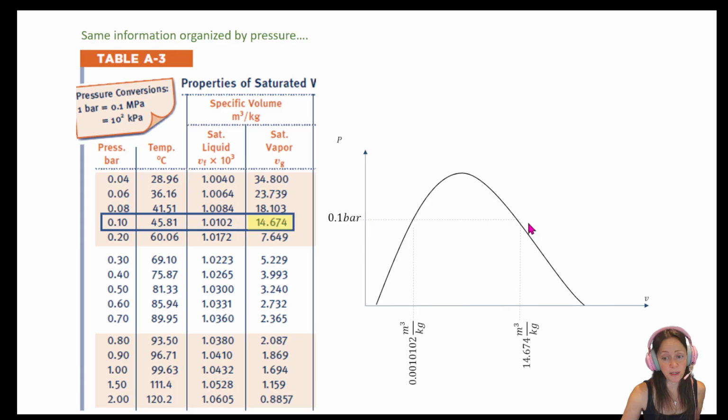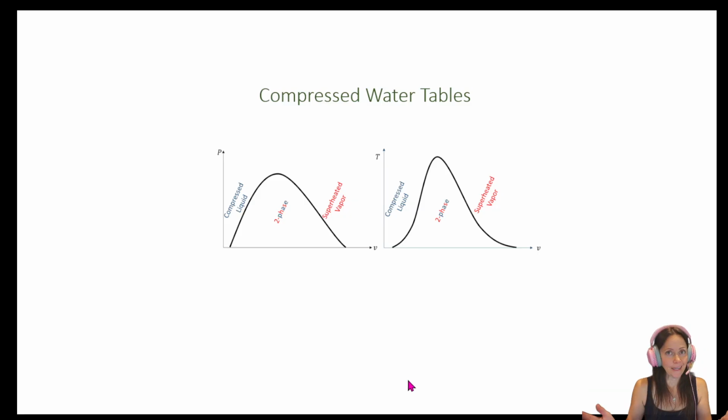If I had a saturated vapor, then it would be 14.674. That would be my specific volume. And then if I drew a line of constant temperature through there, it'd look like this. Okay, and that would be corresponding to that saturation temperature, right? Because 45.81 degrees Celsius is the only possible temperature that you could be at in that two-phase region if it were 0.1 bar. All right, easy peasy.